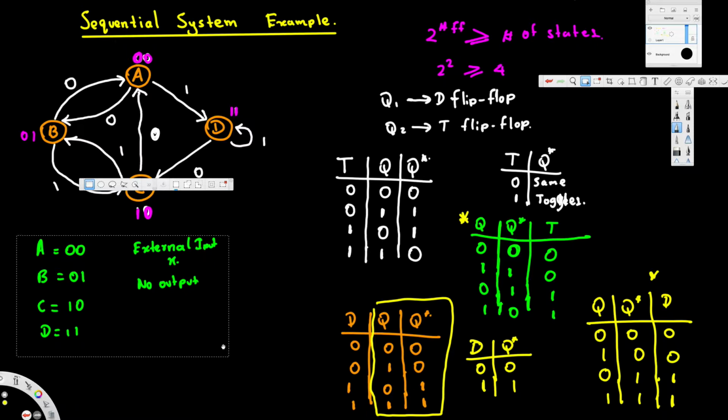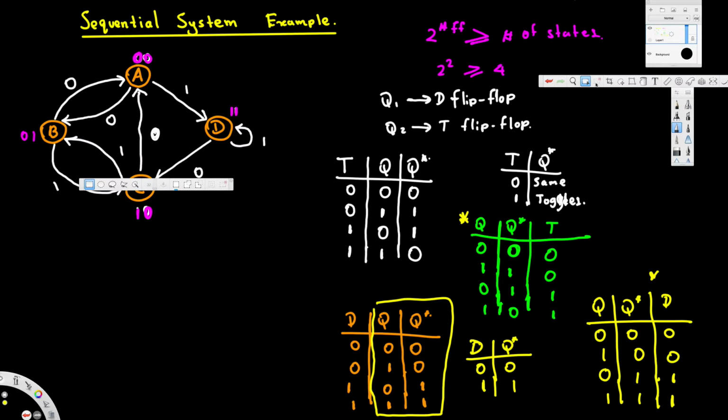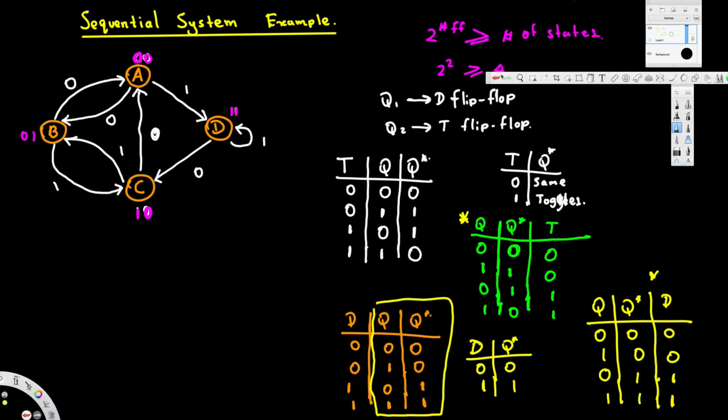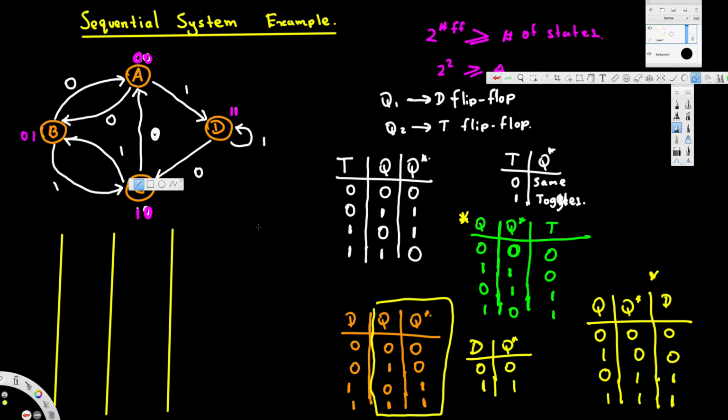Okay, let's get rid of this one for now, because I'm going to create the table. Here we are going to have the table for current state, input, next state, and then the flip-flops.